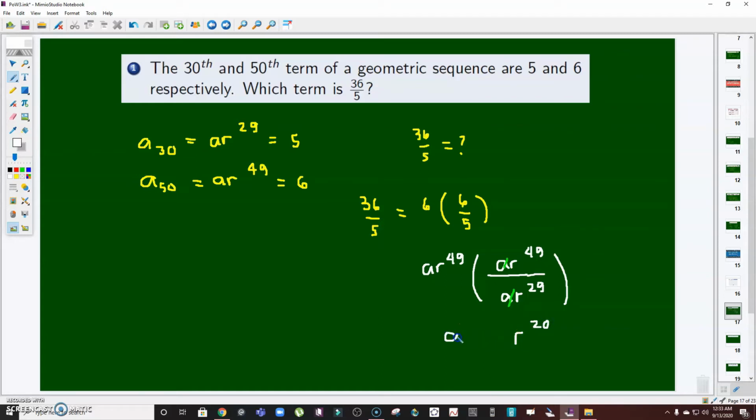And remember, the operation is multiplication, so that's it. Okay? a r raised to 49 times r raised to 20 is just the same as a r raised to 69. And that a r raised to 69 is equal to a sub 70. Now, the question is, which term is 36 over 5? So the answer is the 70th term. Alright, 70th term. See that? Okay, pretty simple, right?